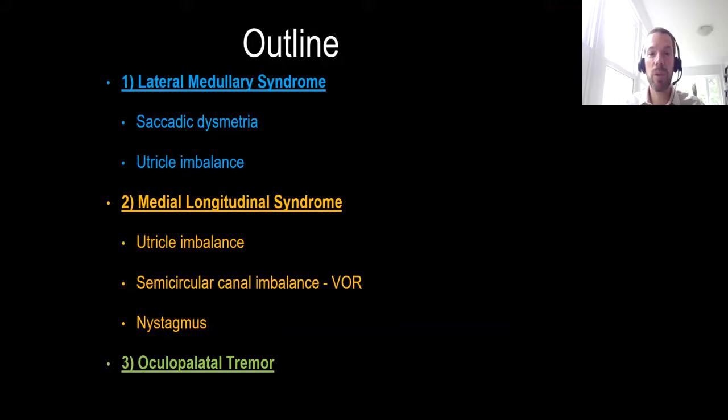So here's what I will talk about. The lateral medullary syndrome, the most common ocular motor features, including saccadic dysmetria, which we've seen and heard about, utricle imbalance, again, got to talk about the skew, medial longitudinal syndrome. I will not talk about INO. I will talk about utricle imbalance and the vestibulo-ocular reflex, as well as nystagmus, and I'm going to spend a couple slides on oculopalatal tremor as well.